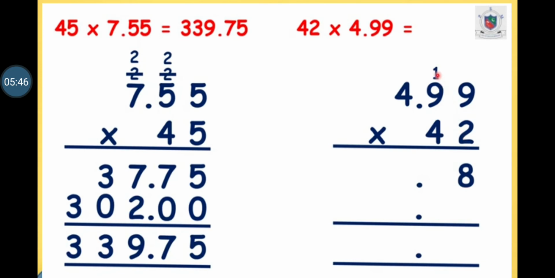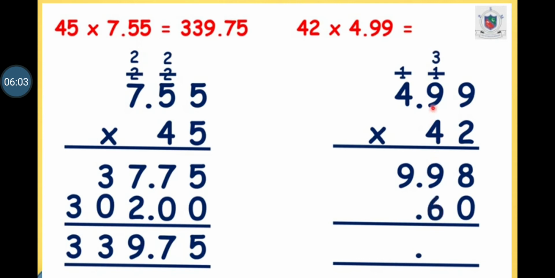Again 2 times 9 is 18 plus 1 is 19. 9 will be here and 1 will be carry forward. 2 times 4 is 8 plus 1 is 9. Now we can put 0 under that and we can cut the carry forwards.